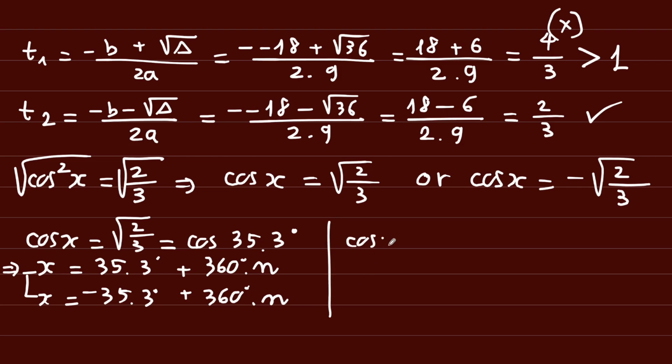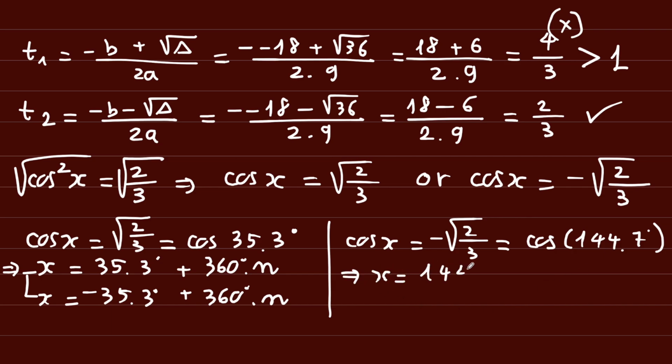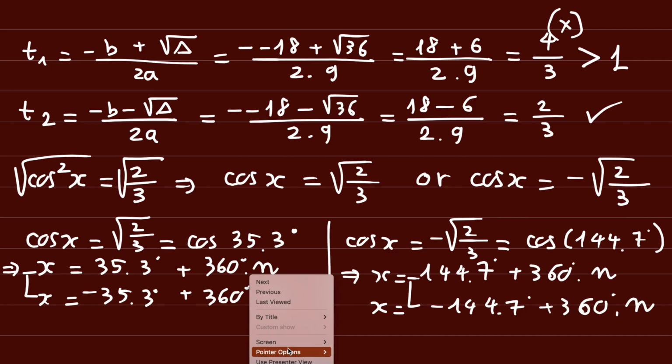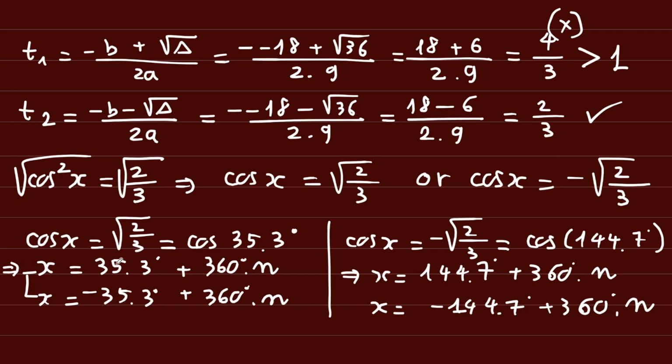We finish the first one, and the second one corresponds to the negative of the square root of 2 over 3. You get the value of the angle here will be 144.7 degrees. And the two general solutions will be 144.7 degrees plus 360 degrees multiplied by n. And the second one will be the negative, negative 144.7 plus 360 degrees multiplied by n. Yep, that's the general solution for this question.